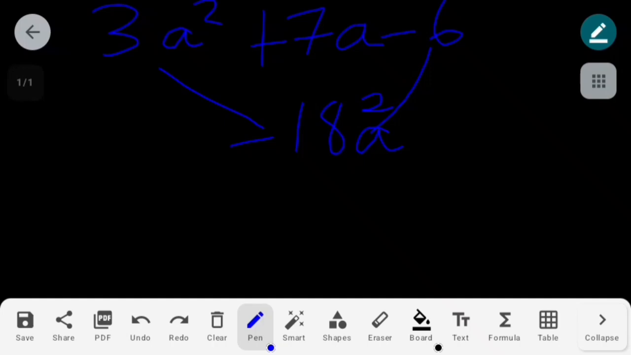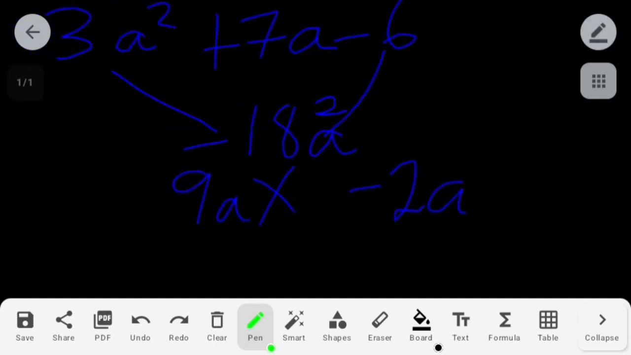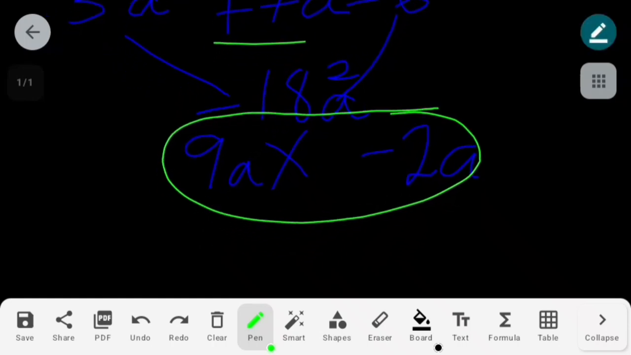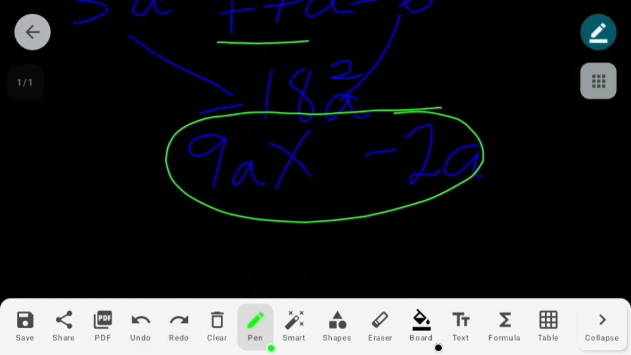Therefore, the second part is to find the factors that multiply to give negative 18. Those numbers are 9 times negative 2. Since there is an a squared, it's a, so 9a times negative 2a gives negative 18a squared. Now we are going to use these values on the middle term. There's a 7a there, and we have 9a and negative 2a. To get a positive 7a, we are going to subtract 2a from 9a. Therefore it will be 3a squared.